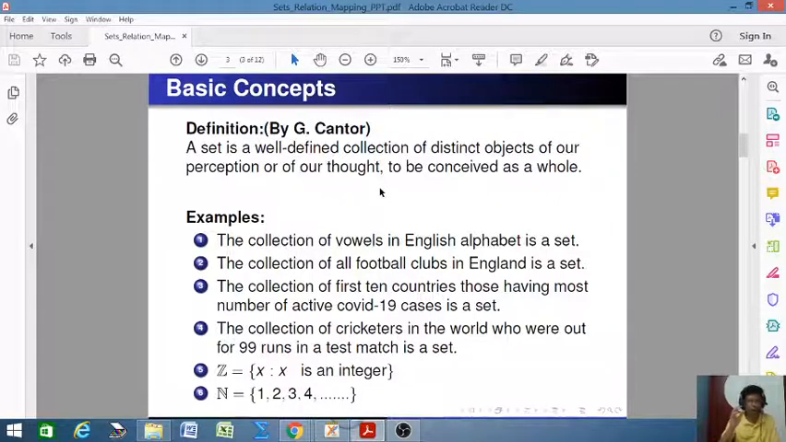Now I will describe the terms. What do you mean by well-defined? And what do you mean by a collection of distinct objects? There are three points actually. One is that a set S is a collection of objects which is to be regarded as a single entity. I will give you the examples. Distinct objects means if many elements are the same, you consider only a single element; you have to consider the distinct elements only. And number three, the set is said to be well-defined. Suppose I give you an example on that.